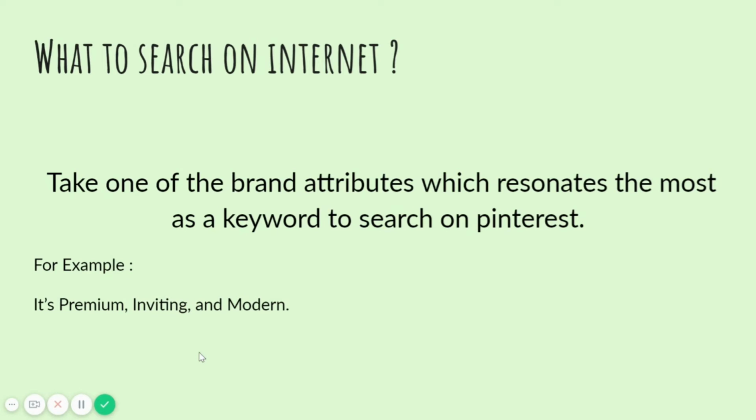Now what? What to search on the internet? What do you look for on the internet? So take how this process will continue, I'll explain. Take one of the brand attributes which resonates the most as a keyword to search on Pinterest. Suppose premium. Premium is the one we finalized for our brand as a brand attribute. Now we will search premium on Pinterest.